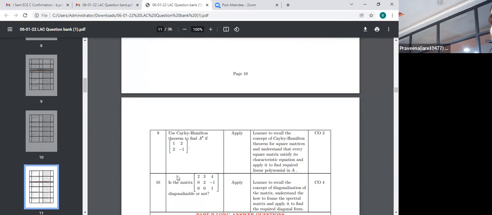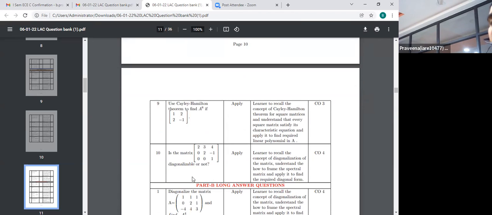Next, 9th question: use the Cayley-Hamilton theorem to find A power 8. This is also very simple. If A is 1, 2, 2, minus 1, use the Cayley-Hamilton theorem to find the A power 8 value. From the Cayley-Hamilton theorem we get the characteristic equation. From that characteristic equation, multiply both sides accordingly. If you get the A square formula, then multiply both sides with A power 6. From that we get A power 8. That is the 9th question. Is there any disturbance from my side?